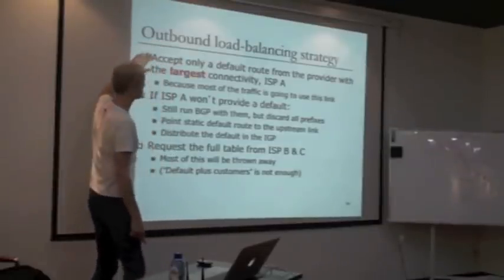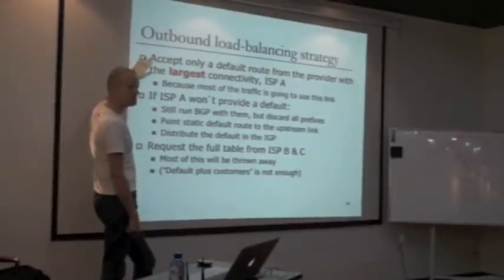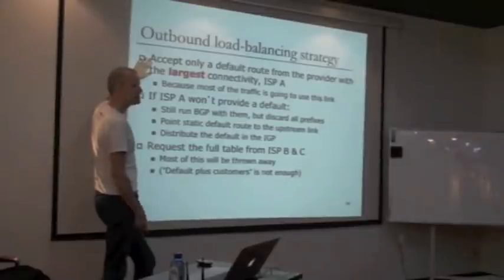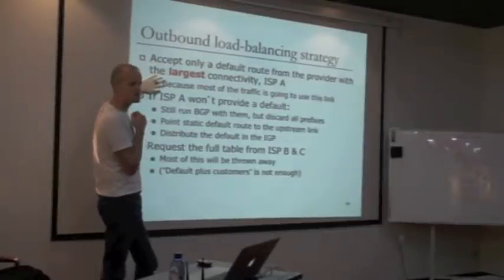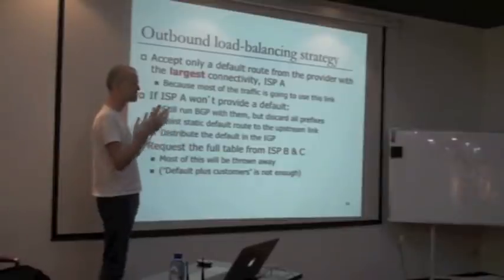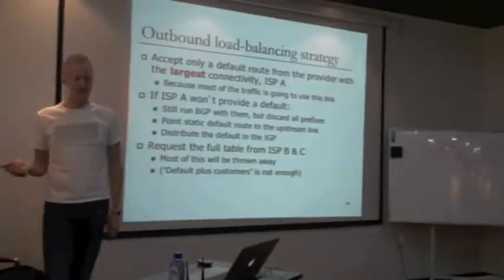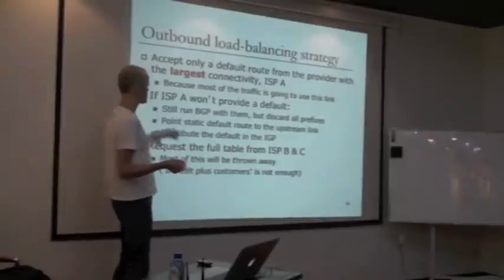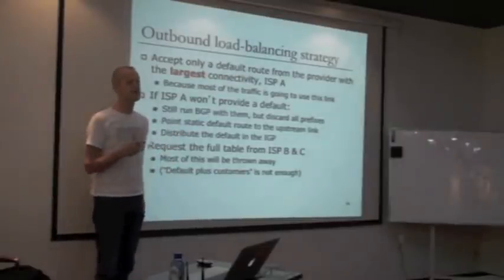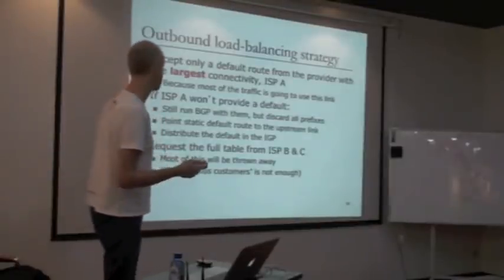So let's see what to do. We accept default route from the provider with the largest connectivity. So ISP-A, 16 meg connection, we accept the default route. Because most of the traffic is going to use this link. Default route is the same as the full BGP table. If they won't give you a default, unusual these days, then run BGP with them, throw everything away, and use the static route hack instead. Distribute the default in ISIS or OSPF.